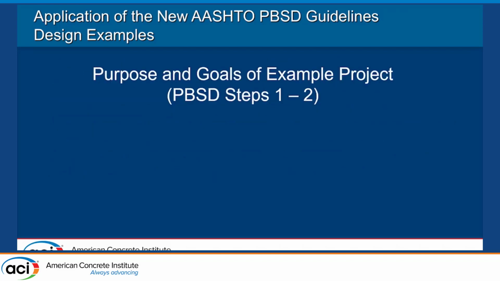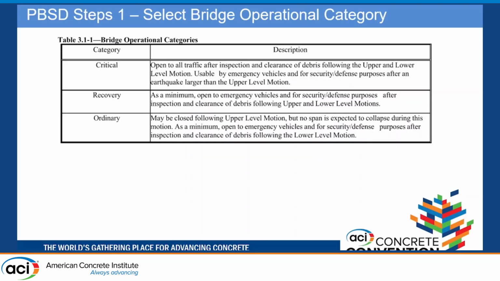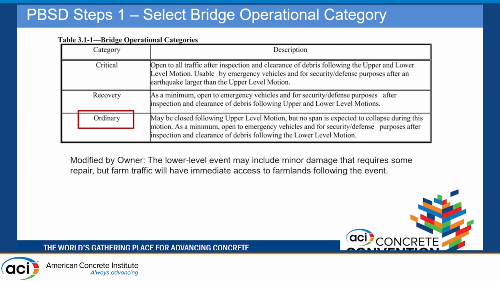So we're going to talk about the purpose and goals of the project, the first couple of steps in the PBSD process. We sit down with the owner and we identify that this is an ordinary bridge, except that on the other side of this creek is a bunch of farmland. And if they were to lose this bridge and the access to it at a lower level event, these farmers would lose their livelihood. It could happen during a farming time period. Again, as a bridge engineer, what does that matter to me? But they want to be able to have immediate access to these farmers right after the lower level event.